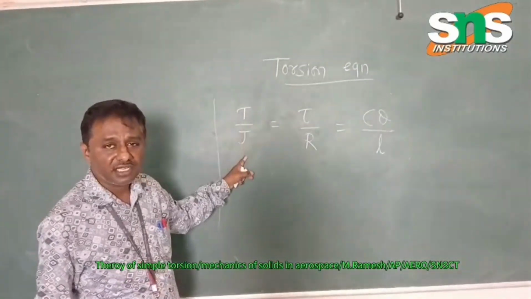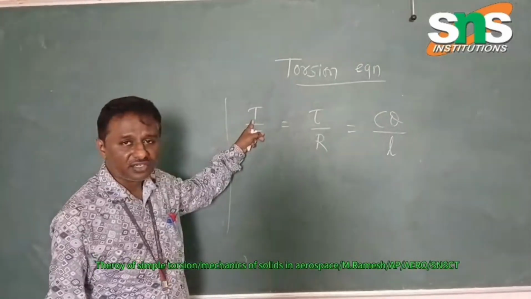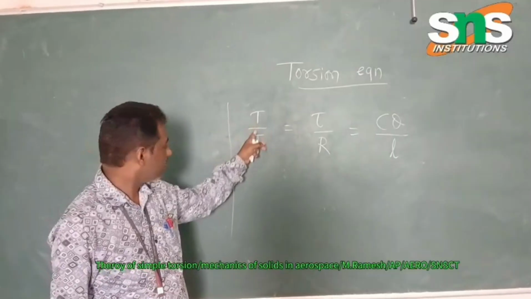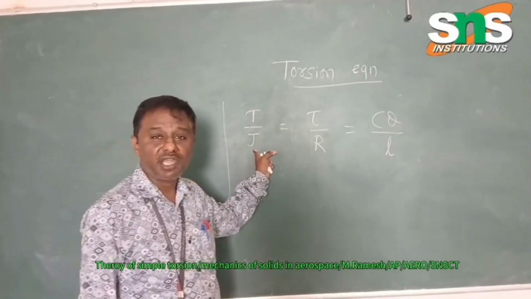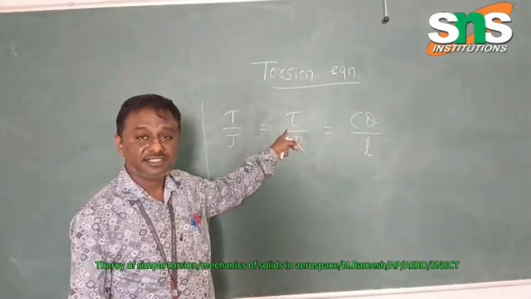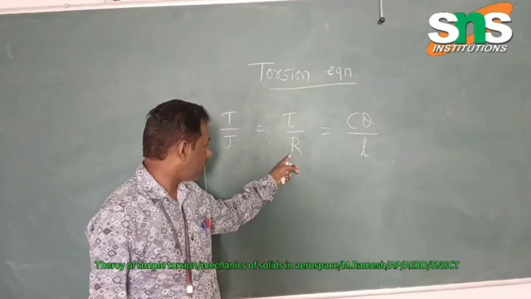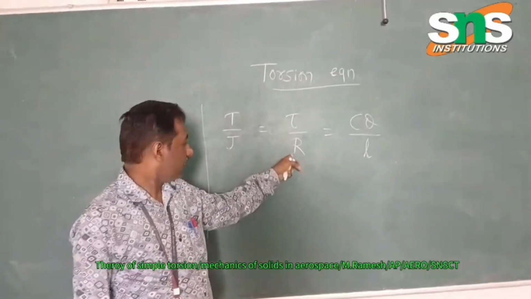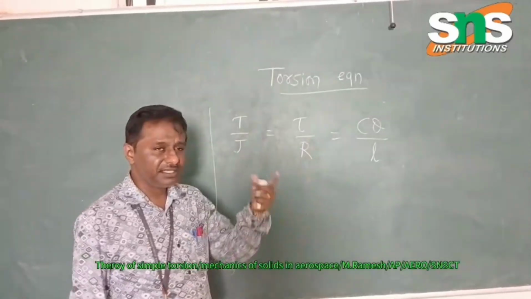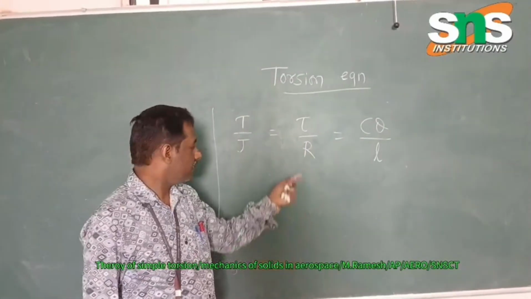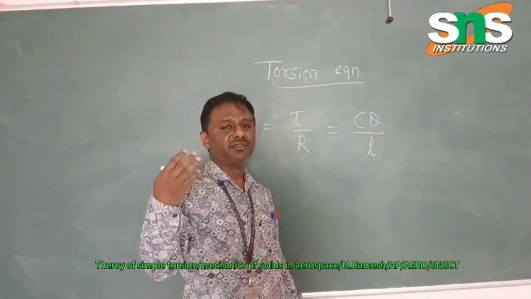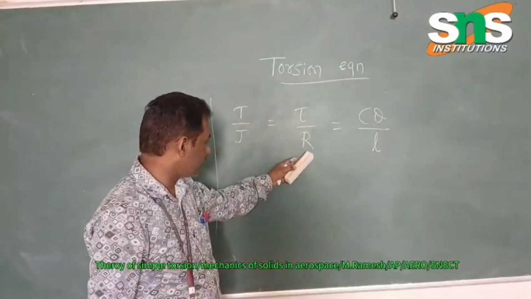First, I will tell you what each and every term represents. T is the torque, and here we have to apply the maximum torque. J represents the polar moment of inertia. Tau represents the shear stress. R represents the radius. There is a y in the bending equation, but here it is R, because only a circular object is having the torque produced, so the radius must be here.